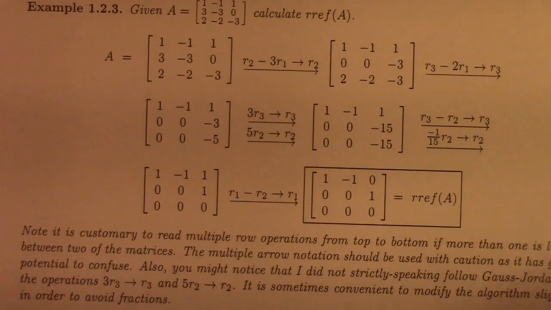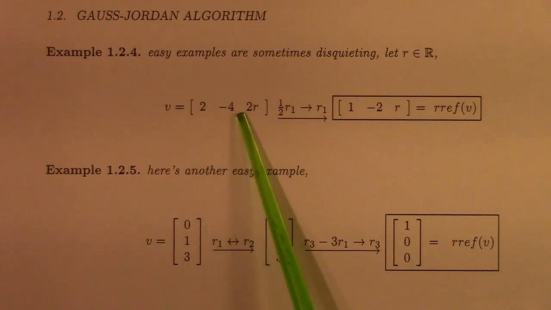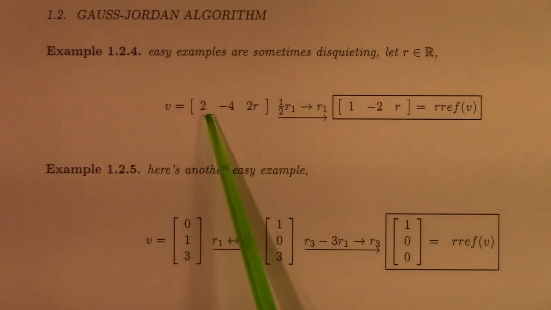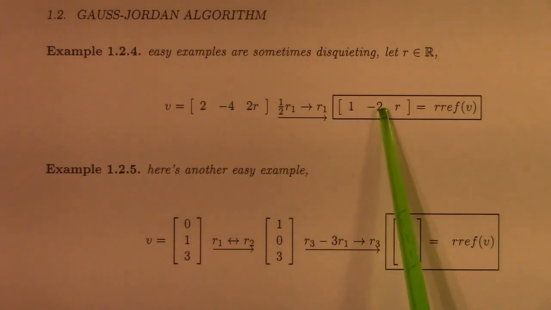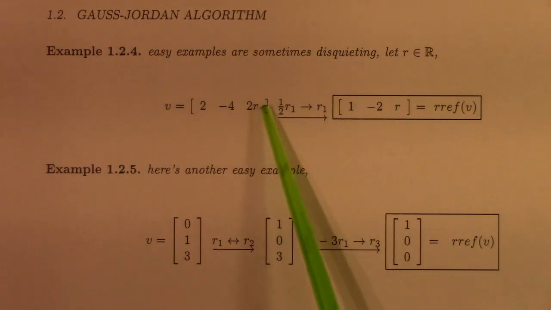Okay, so I guess I could show you. Oh, yeah, I guess this is not a bad example to mention because it's just so silly. Silly examples aren't bad to talk about. So if I just have a single row, what does the REF do? Well, it just rescales that 2 to a 1, and there you go. That's REF of V. Yay. And that's true for any real number R.